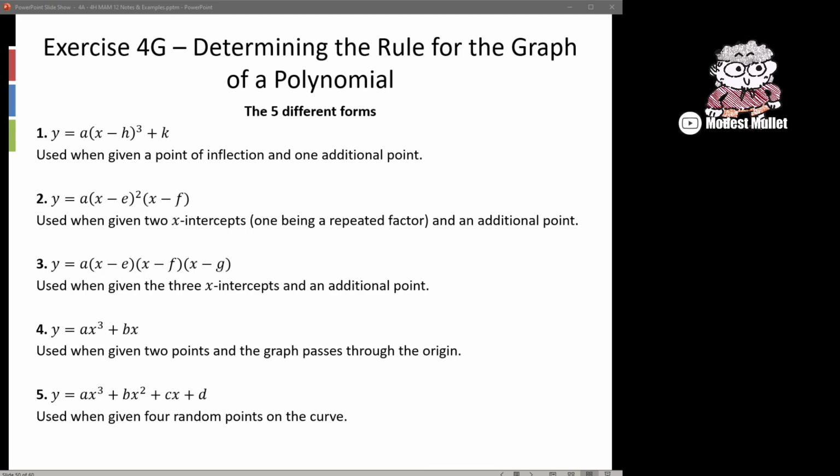Hello all and welcome to this video where we look at determining the rule for the graph of a polynomial. In particular we're going to be looking at cubics more so and a little bit of quartics.